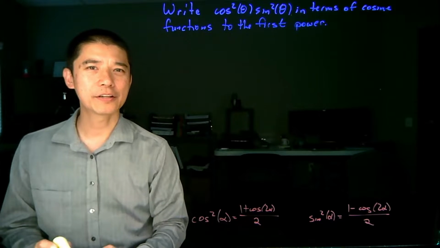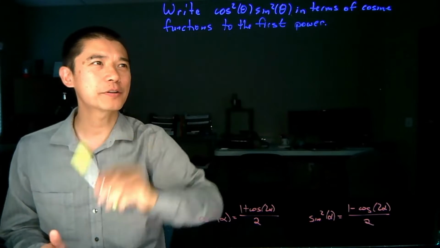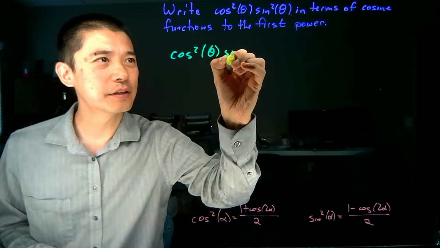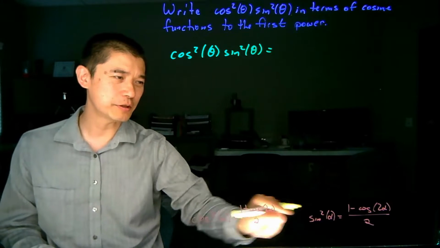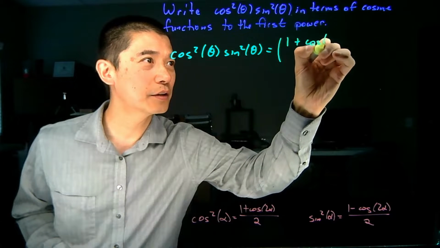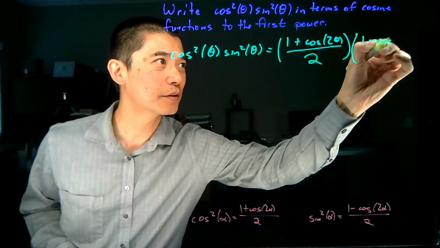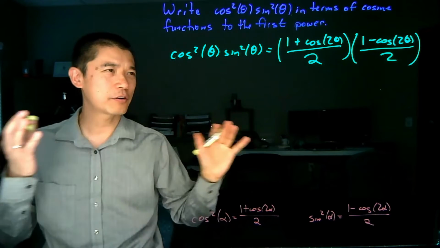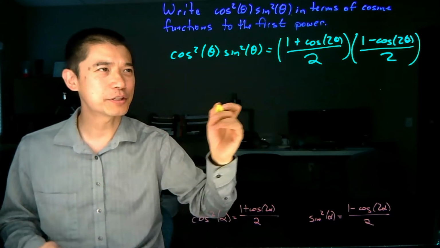So here's an application of the power reduction formulas. Write cosine squared theta, sine squared theta in terms of cosine functions to the first power. So let's take a look at this. The first thing is clearly that we're going to use the power reduction formulas. We have one for cosine squared and one for sine squared. So we can plug that in right away. 1 plus cosine 2 theta all over 2 times 1 minus cosine 2 theta all over 2. Now you might look at this and say, okay, cosines are all to the first power, so we're done, except that we have a product here that we need to multiply out, and you'll see what happens.